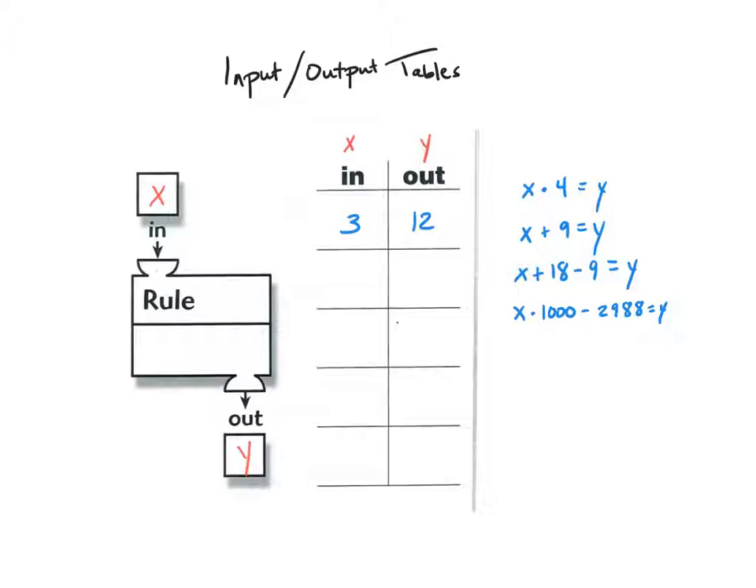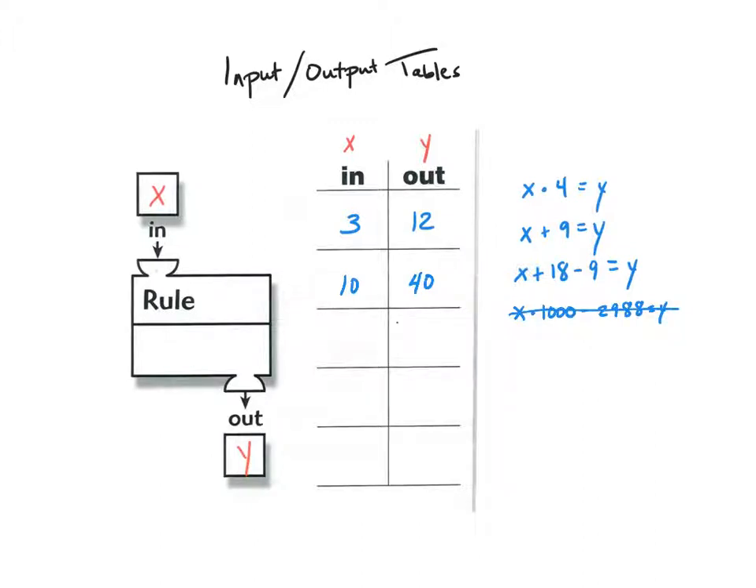Let's say the input is now 10 and the output is 40. So now check whatever rule you are thinking of and see if it still works. If I go down to the one on the bottom, x times 1000 minus 2988, I now have 10,000 minus 2,988, and that's not 40. So this one right here is definitely out now.